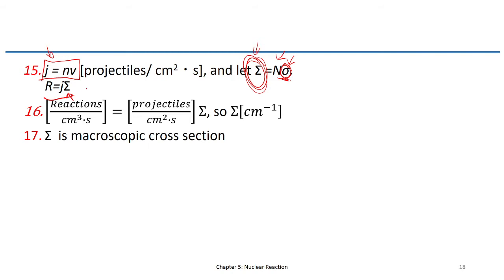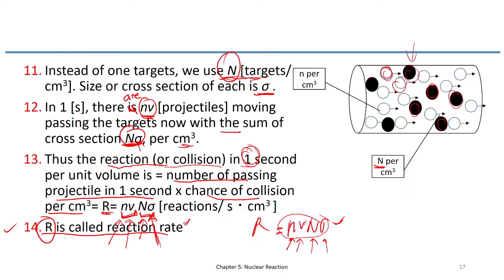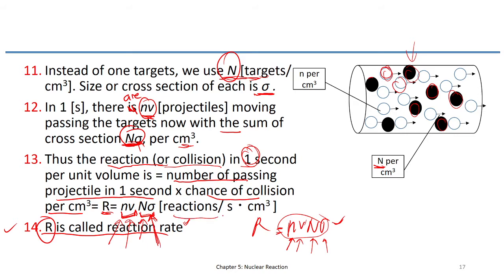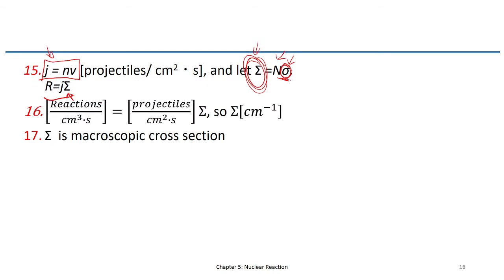So what is the unit for the uppercase sigma? If you check the unit, R is reactions per second per cubic centimeter, that is in this bracket, and current density is projectiles per square centimeter second. You will get that sigma is the reciprocal of centimeter, or distance.